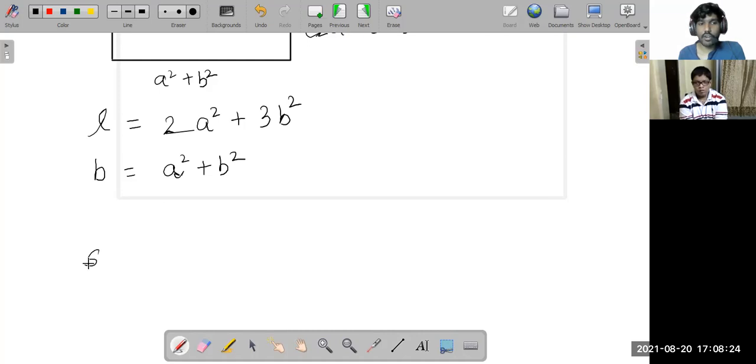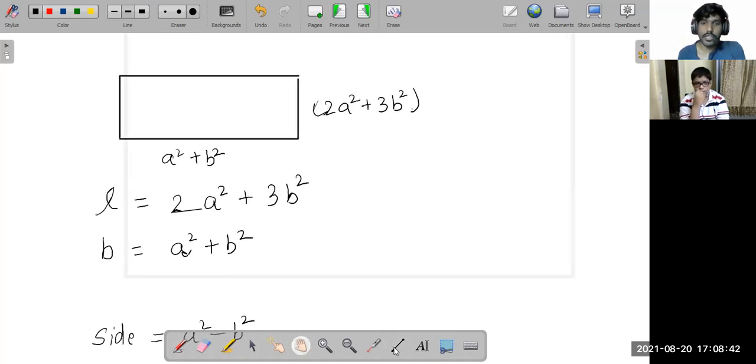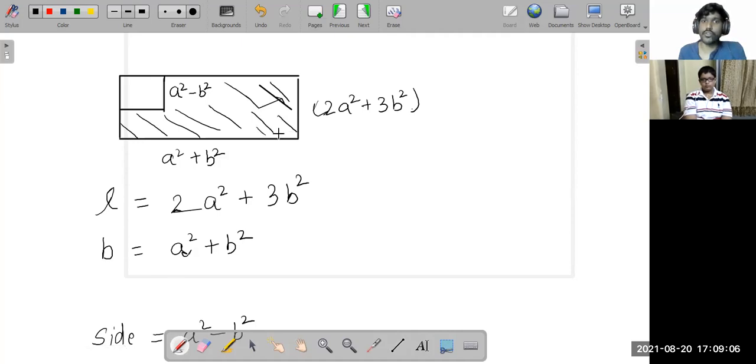The side of that square is given as a squared minus b squared. Okay, this is the side of the square given. So what you have to find is the area of the remaining portion. Suppose this portion he used to build his house. So the side of this square is a squared minus b squared. Now they are asking you to find the area of this remaining portion.